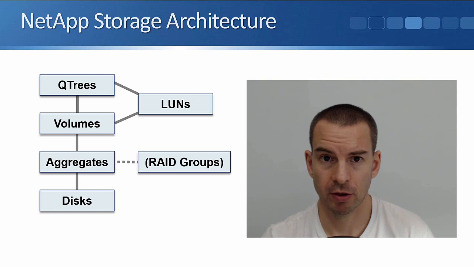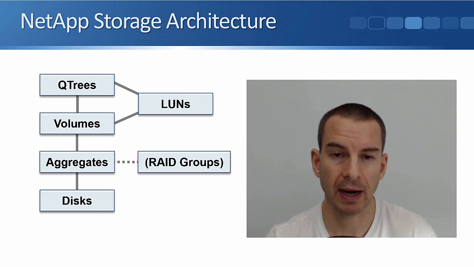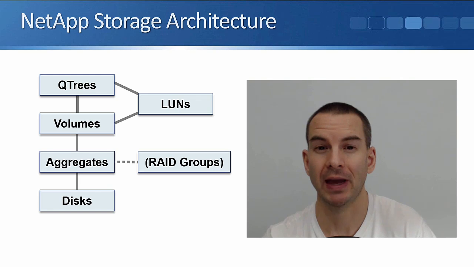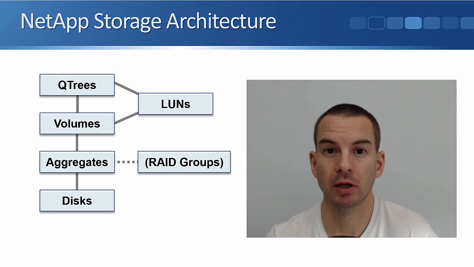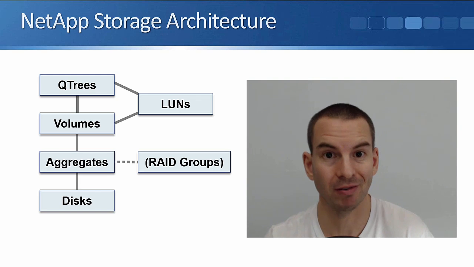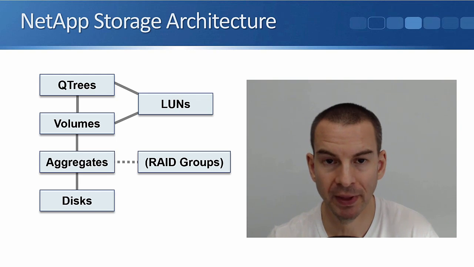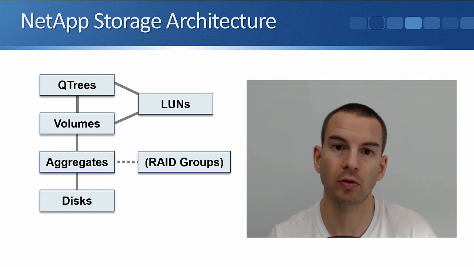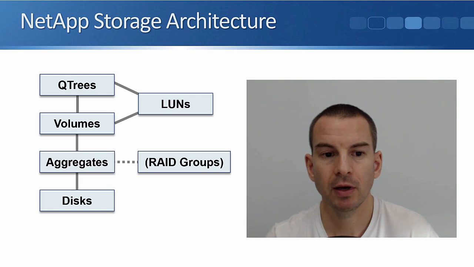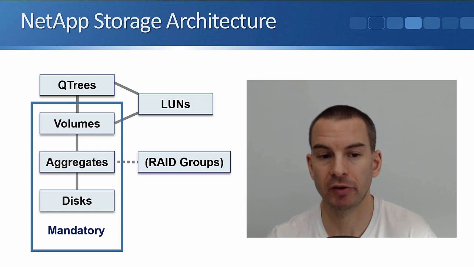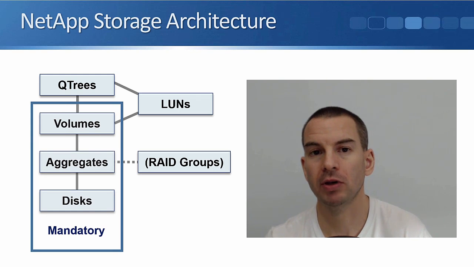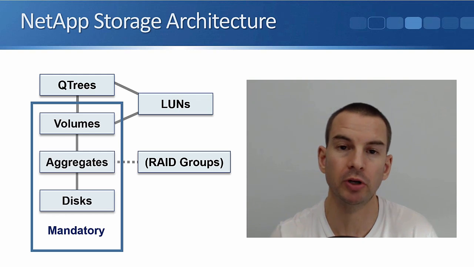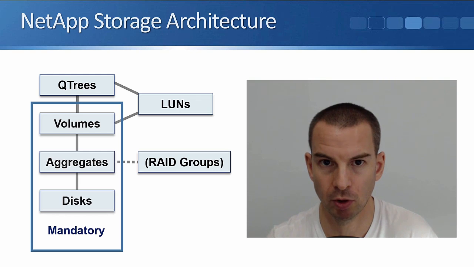We need to have our physical disks. Our disks get grouped into aggregates. For our clients to be able to access data, we'll configure a volume which goes in the aggregate. And optionally, we can configure a Qtree, which will show up as a directory in the volume, so it goes in the volume. And lastly, if we're using SAN protocols, we'll need to configure LUNs. Our LUNs either go into a Qtree or into a volume. So the mandatory components that we have are the disks, aggregates, and volumes. Qtrees are optional, and LUNs are for SAN protocols only. You wouldn't have LUNs if you were using only NAS protocols.